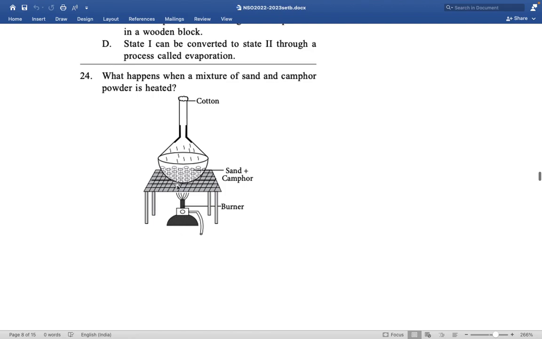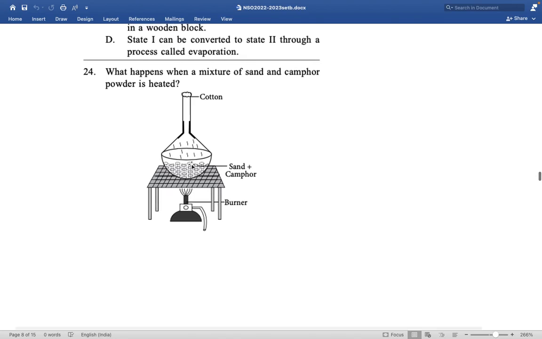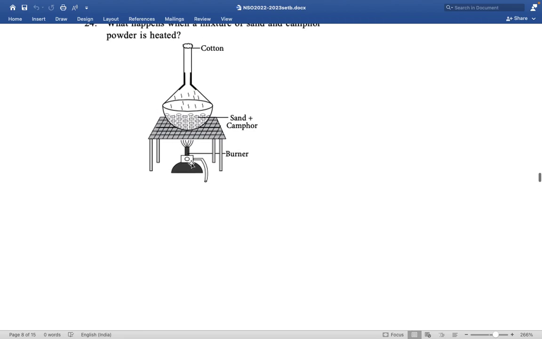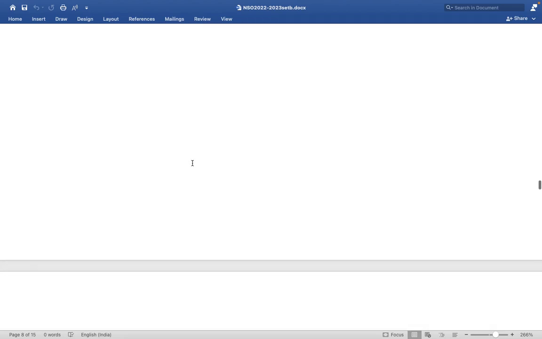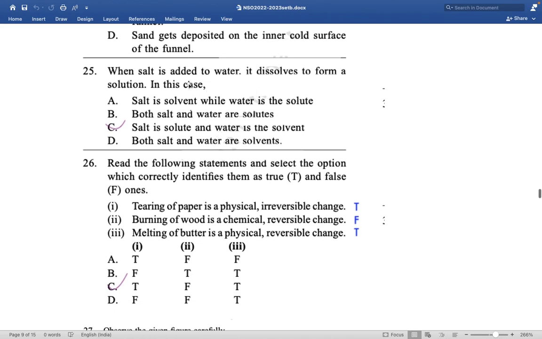When the mixture of sand and camphor is heated, the sand will remain and the camphor will evaporate. So B is the answer, we can see that. When salt is added to water, it dissolves to form a solution. Here, salt is the solute and water is the solvent.